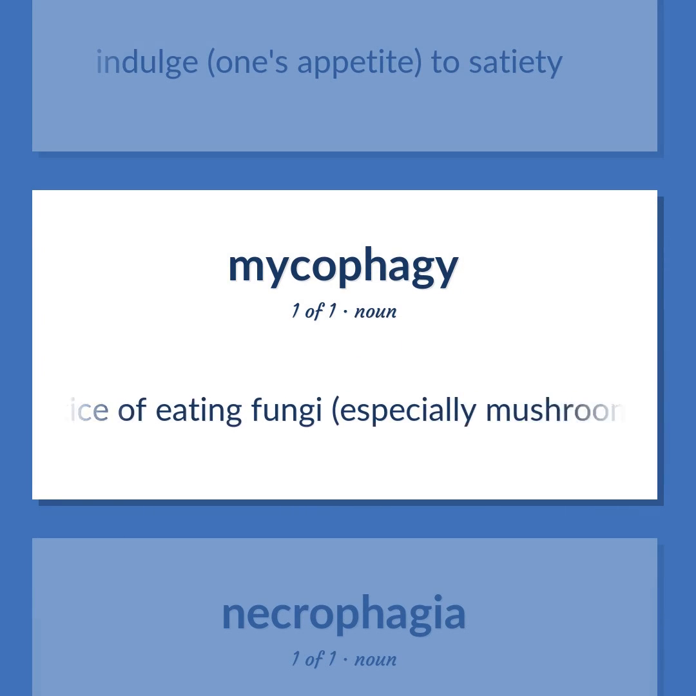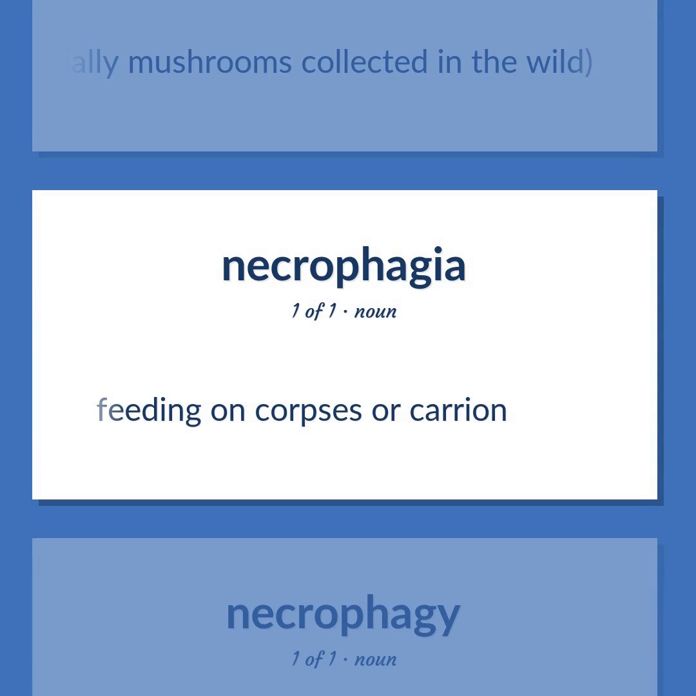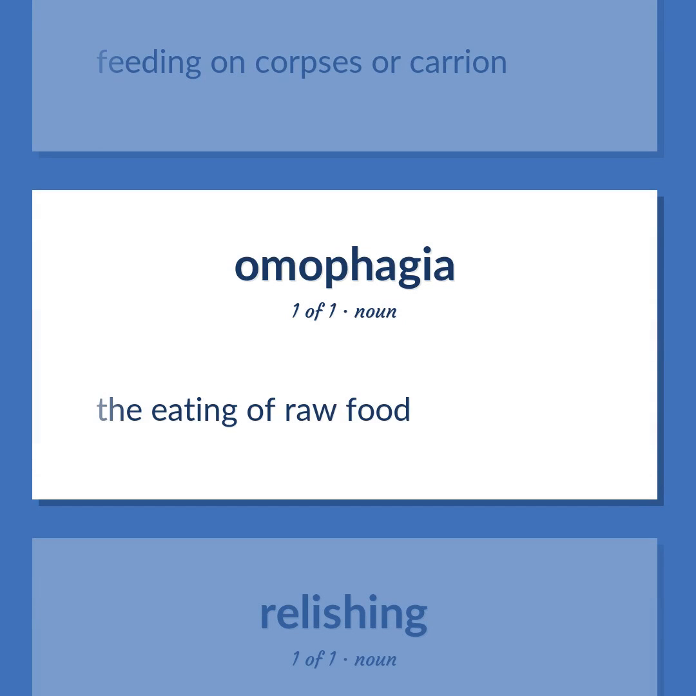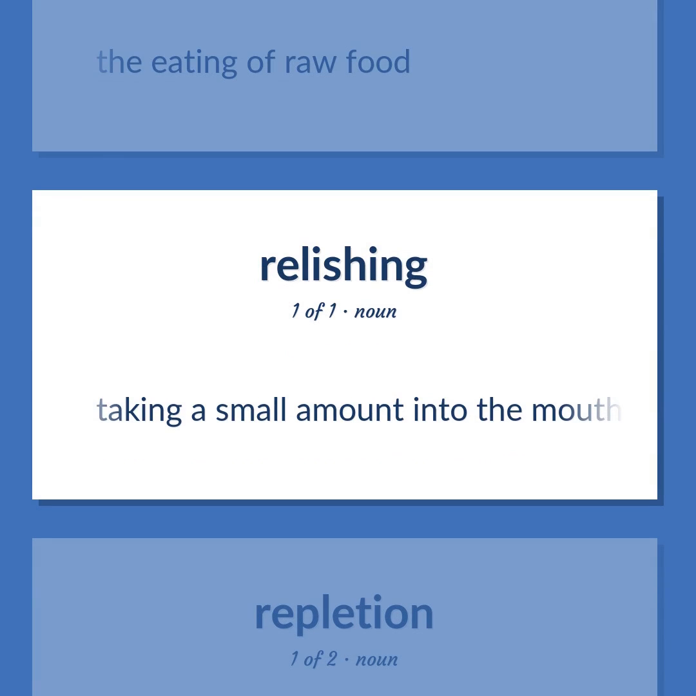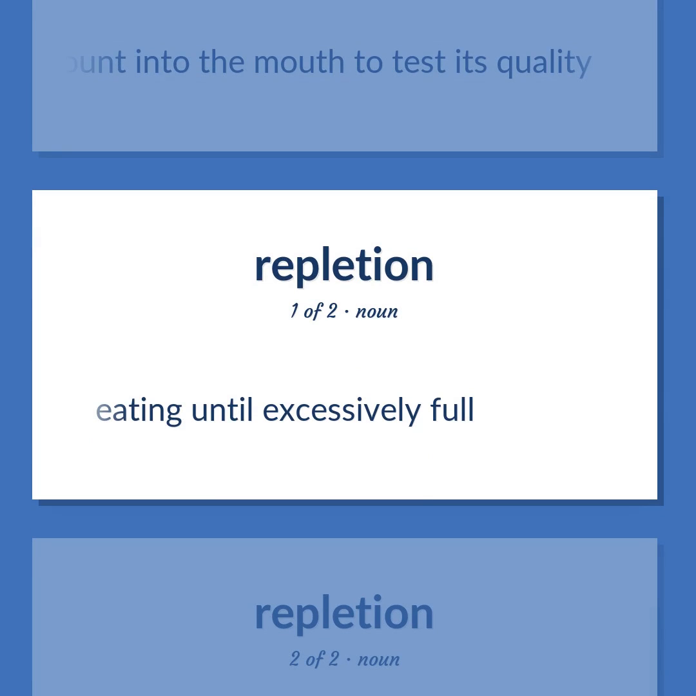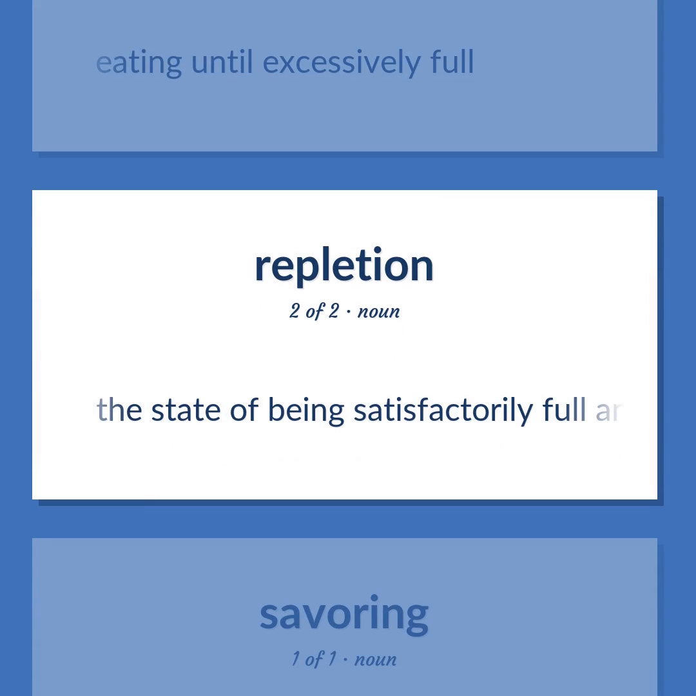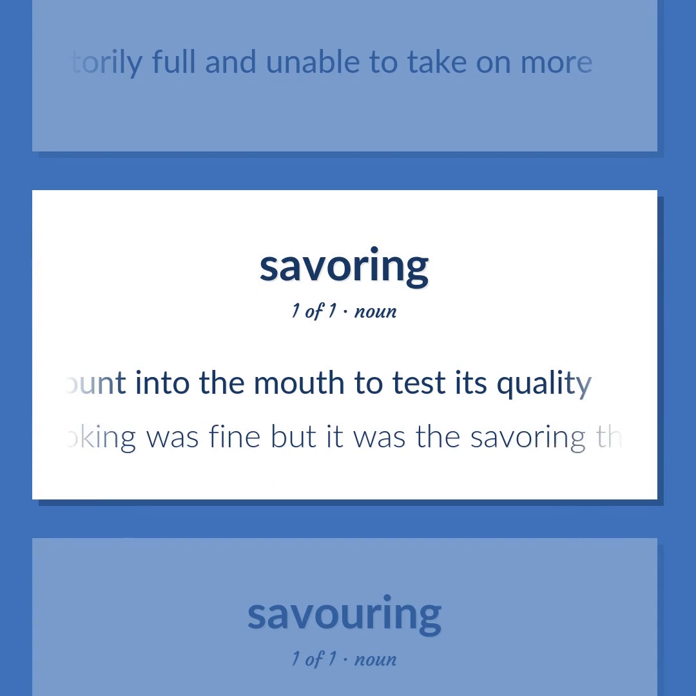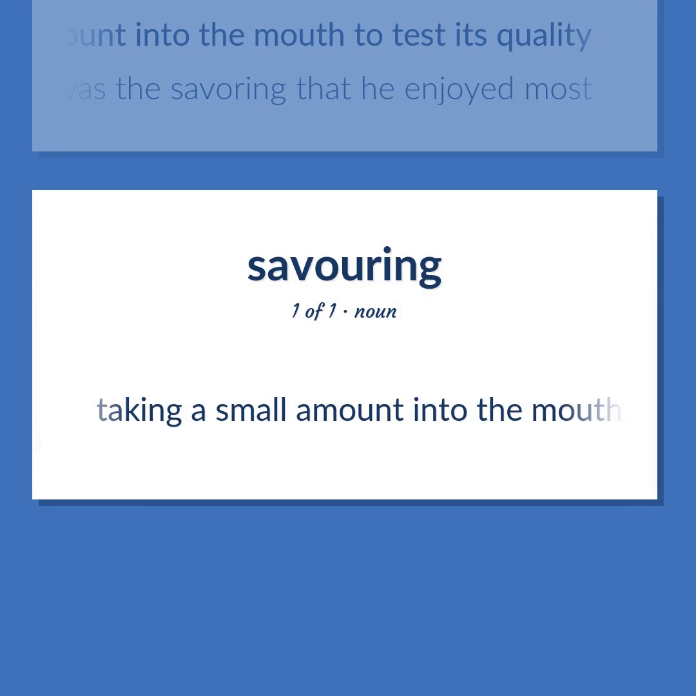The practice of eating fungi, especially mushrooms collected in the wild. Feeding on corpses or carrion. The eating of raw food. Taking a small amount into the mouth to test its quality. Eating until excessively full. The state of being satisfactorily full and unable to take on more. Taking a small amount into the mouth to test its quality. Cooking was fine, but it was the savoring that he enjoyed most.